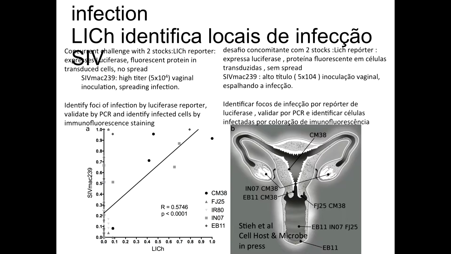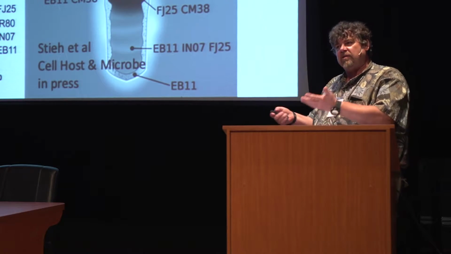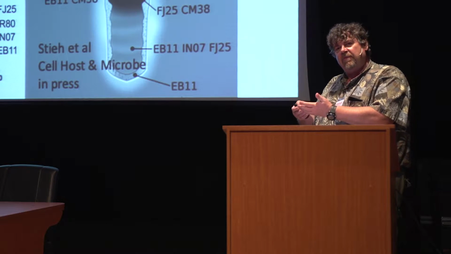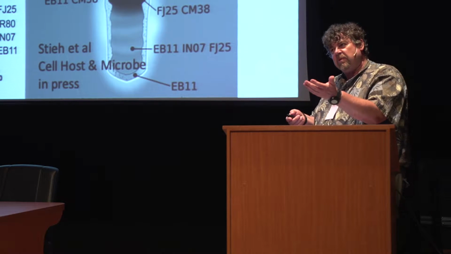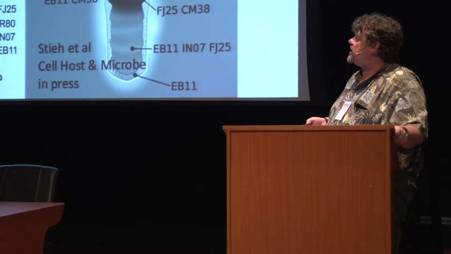This vector has a lot of characteristics of the real virus, but it's not the real virus. So what we decided to do is just mix real SIV MAC239 with the vector and see if the vector, the photons being produced, could tell us where the real infection was. And the answer is it could.